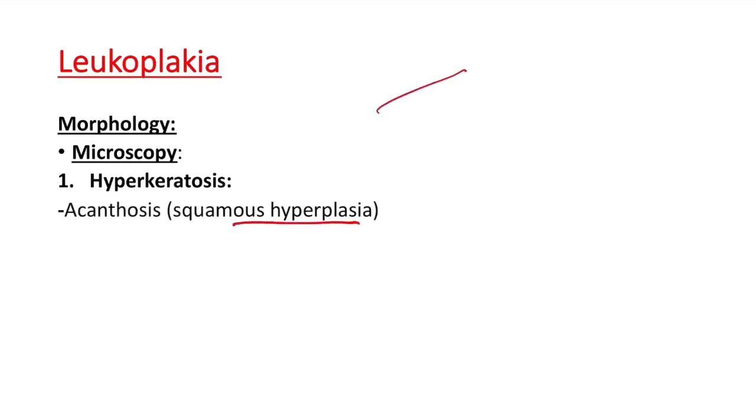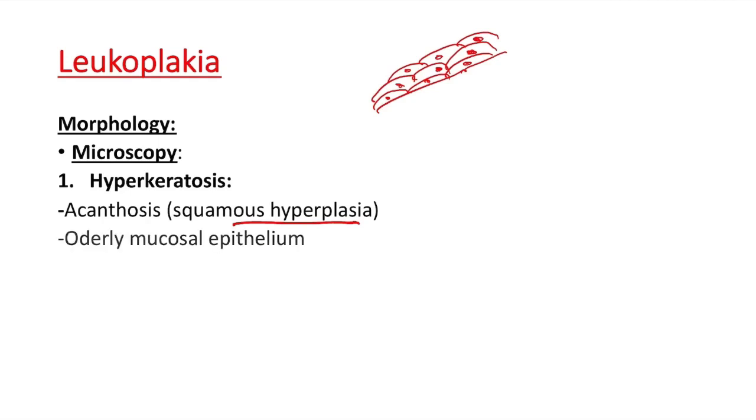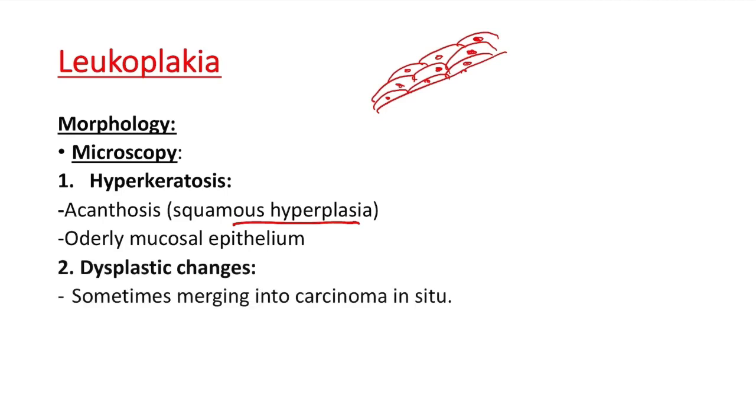Now microscopy: hyperkeratosis, acanthosis, squamous hyperplasia. Squamous cell hyperplasia is called acanthosis. These are squamous cells. Hyperplasia means proliferation, or increased cell numbers or size. Disorderly mucosal epithelium and dysplastic changes you can see, sometimes merging into carcinoma in situ. The basement membrane is intact in this case.